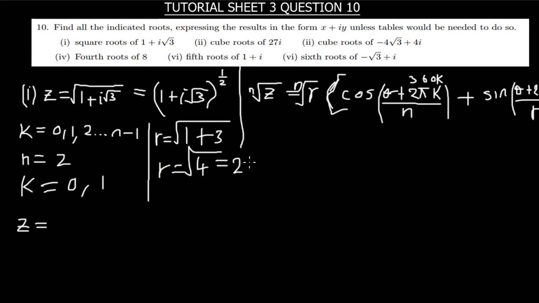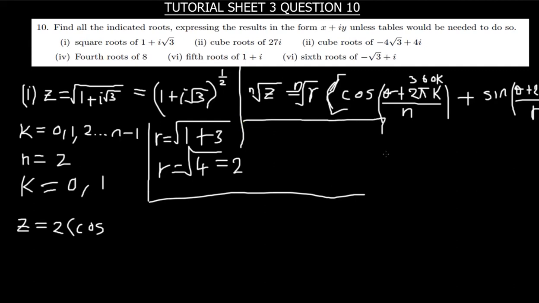So the square root of 4 is going to be 2. So meaning my magnitude is going to be 2 there. Then I'll open the brackets. Alright, cos. I also now need to find the argument. So the argument is given by tan inverse. So this is my theta.